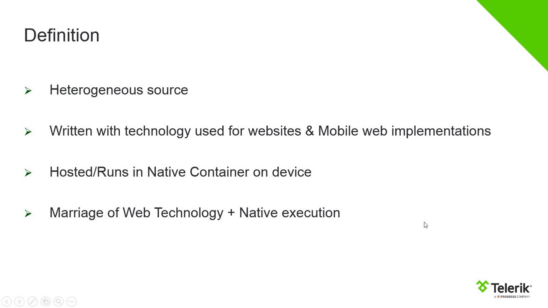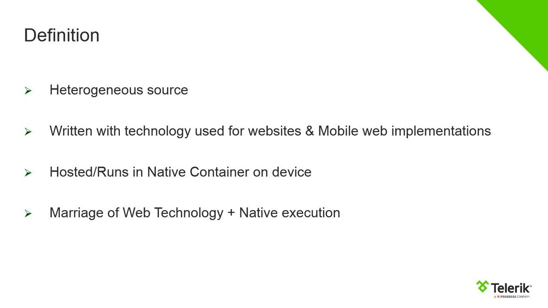From a definition perspective, hybrid apps are nothing but heterogeneous sources. I say heterogeneous because at one end we are talking about HTML, and then JavaScript, and then style sheets, CSS. So it's not a homogeneous technology, rather it's heterogeneous, right? Typically, in native application development, you stay with a single source or single language. For example, I'm a Windows Phone developer, so I keep developing a lot of Windows Phone apps. I just use C# to create my Windows Phone apps, right? I don't do anything else other than C# and XAML.